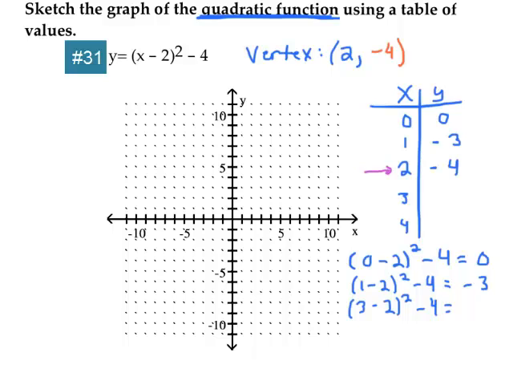That does end up being negative 3. And this one does end up equaling 0. Now I need to graph this on our graph. So we need the points 0, 0, 1, negative 3, 2, negative 4, 3, negative 3, 4, 0. And then you connect your dots in a U-like fashion. There's our parabola. Look how cute it is.